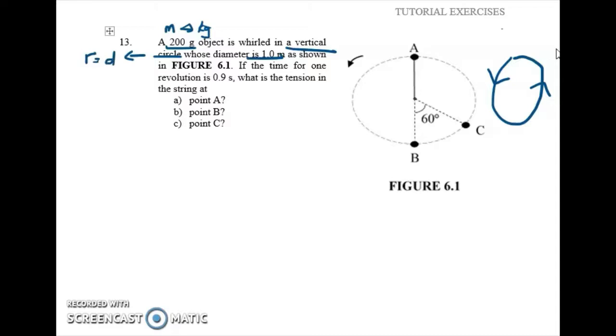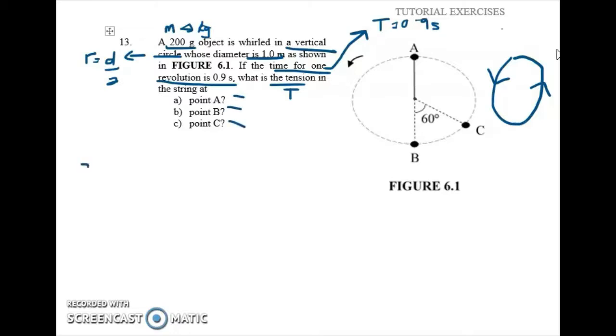Okay, so next information dia bagi, time for one revolution adalah 0.9 second, means information given to you is period. Okay, because period is time taken for one complete rotation. So one complete revolution is 0.9 second here. And then the question asks you to find tension at point A, point B, and point C here.